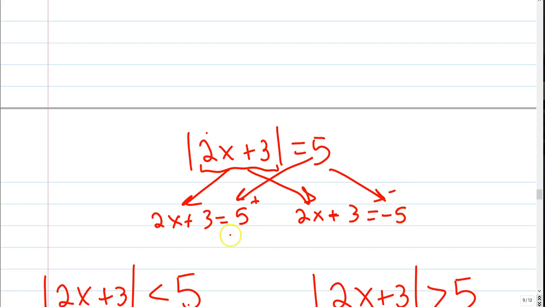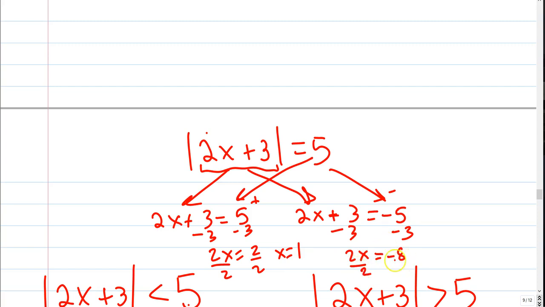So now we solve these individually. 2x is equal to 2, so that x equals 1, or 2x is equal to negative 8, so that x is equal to negative 4. I'm not going to ask you to graph it, but basically it would just be the 2 points, 1 and negative 4.